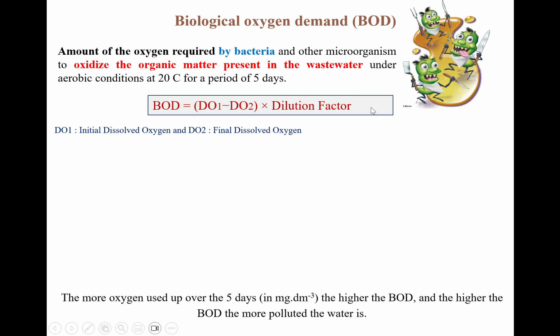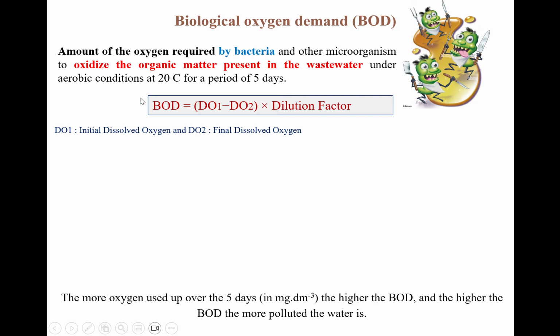What is the formula? This is most important. BOD is equal to initial dissolved oxygen minus final dissolved oxygen, into dilution factor. What BOD gives you is the amount of pollution in the water. The more oxygen used in 5 days, the higher the BOD, and the higher the BOD, the more polluted the water.